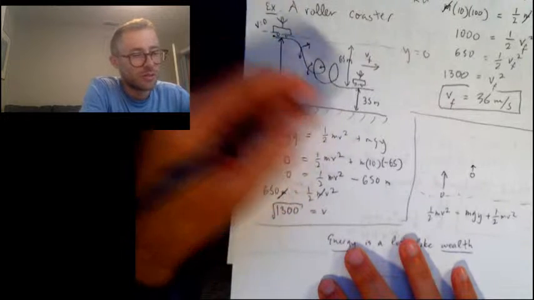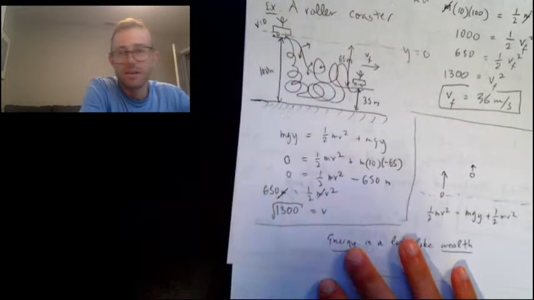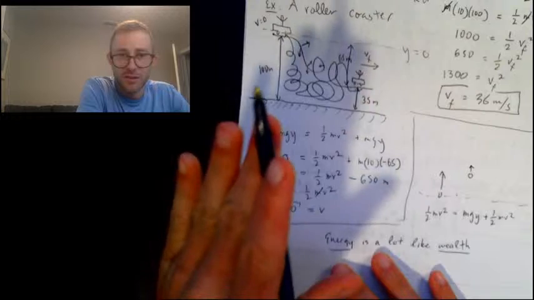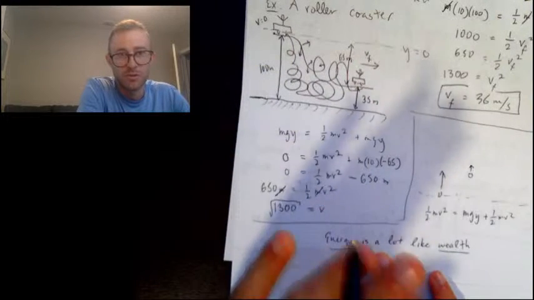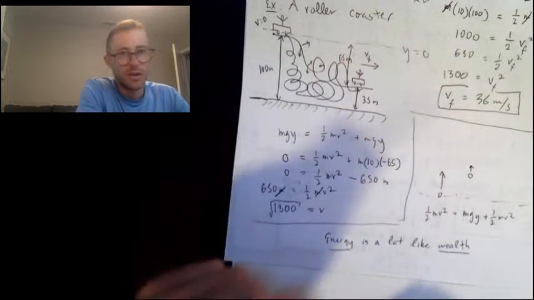The track could have been shaped like this. The track could have done this. This could have been the shape of the track. It does not matter what the shape of the track was because the energy is conserved. So that's really, really, really cool. Okay? So that's the thought I leave you with, and I will see you in the Zoom.